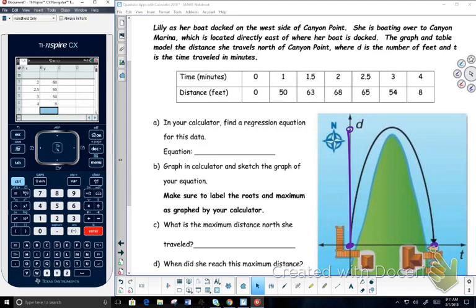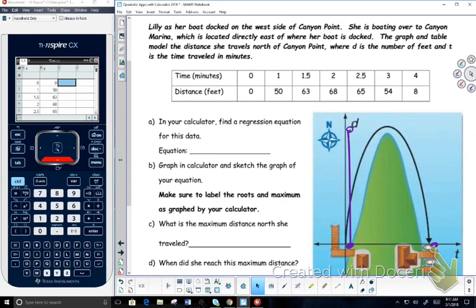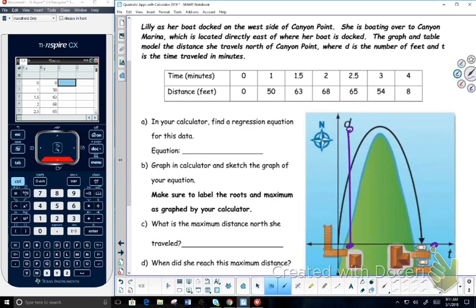You'll notice when you're looking at this table, sometimes you can see that it's a quadratic in a table because you'll see a change in direction. For example, as you're going through your Y values, you go from 0 to 50, 63 to 68. These are all increasing, and then all of a sudden you start going back down, 65, 54, 8. So you see a change in direction in your table, and that can be a heads up that you might be looking at a quadratic. Not always the case, but in this case we have a graph and we're told it is.